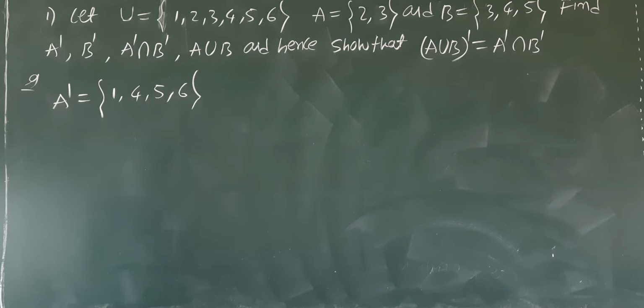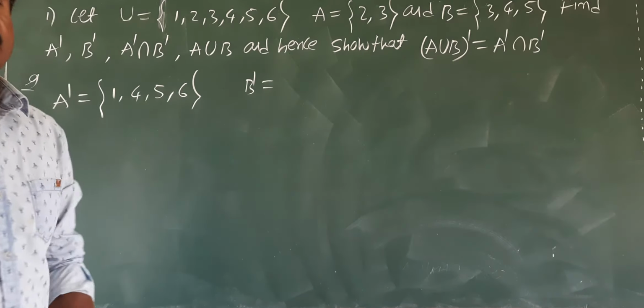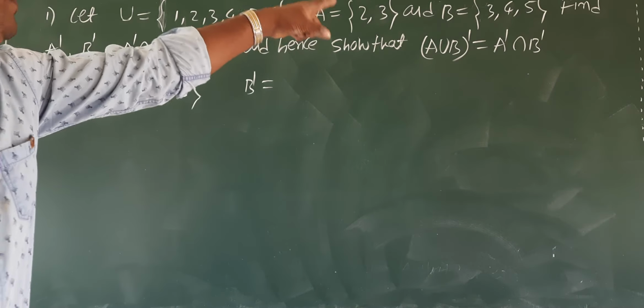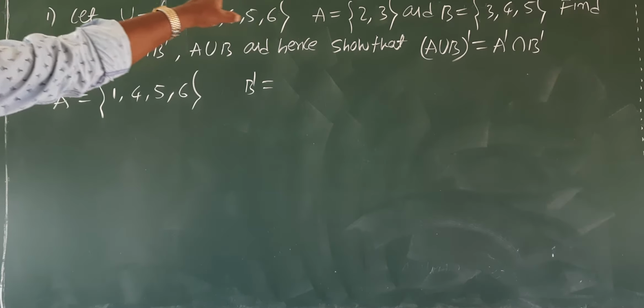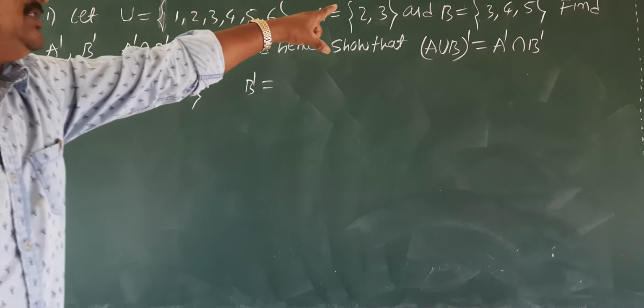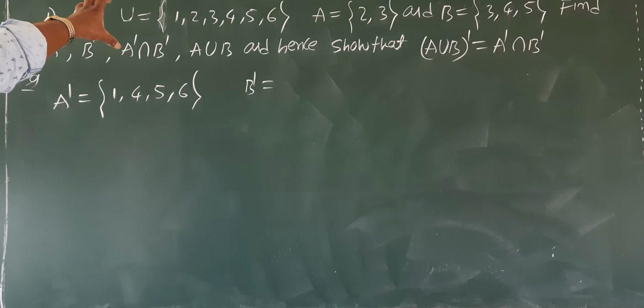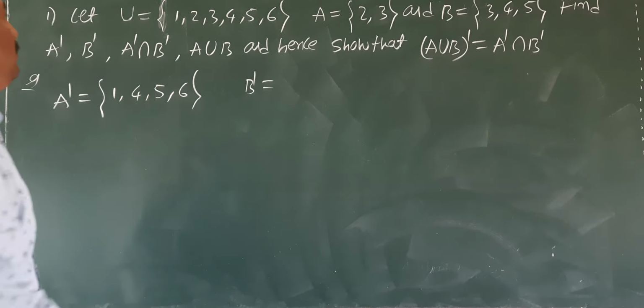Next, find B dash. B dash means except the elements of B. So take the remaining elements from U, except 3, 4, 5. Write the remaining elements of U.